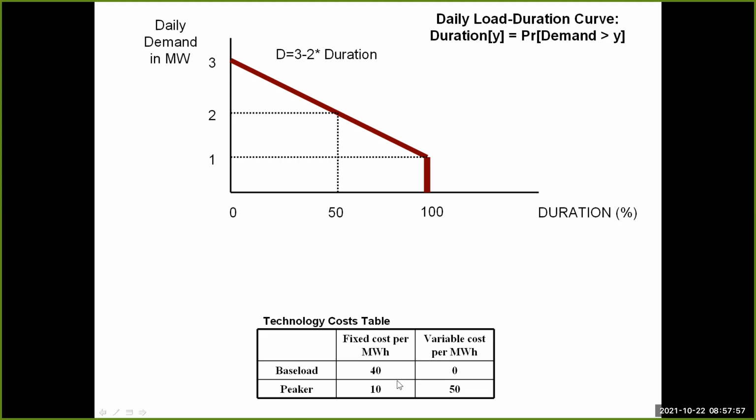And then we have the peaker. We see a very low fixed cost, but a relatively high variable cost. If you look at that, you would say, oh, base load is much better than peaker, right? Total cost per megawatt hour is 40. Here, the total cost per megawatt hour is 60. But it's not like that.